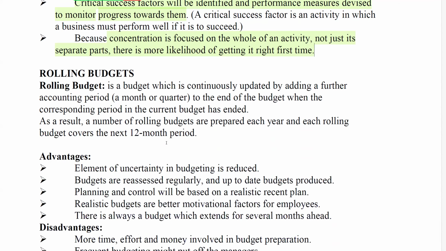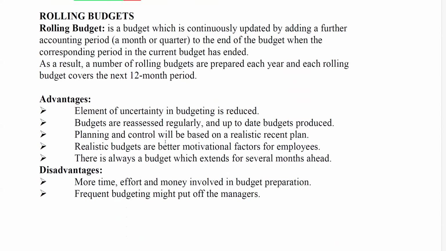Now, the next thing or the next system we have to talk about in budgets is a rolling budget. Now, a rolling budget is a budget which is continuously updated by adding a further accounting period, a month or quarter, to the end of the budget where the corresponding period in the current budget has ended. So it's like the budget continues.